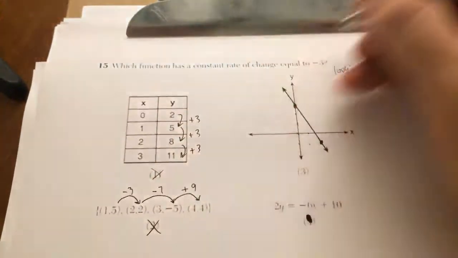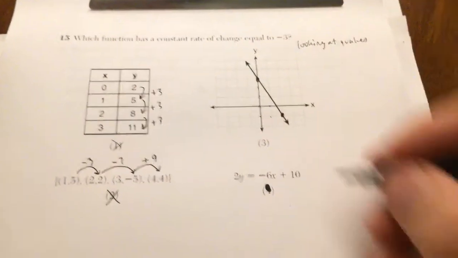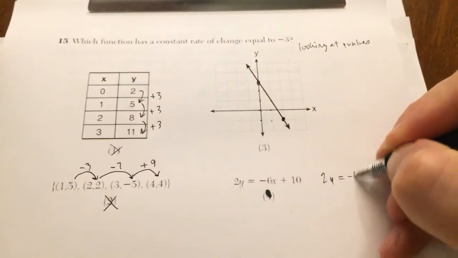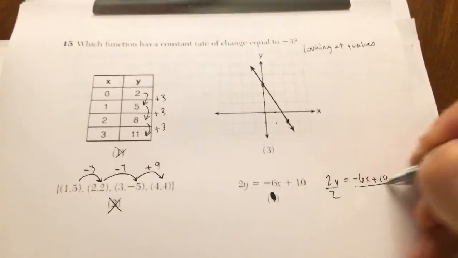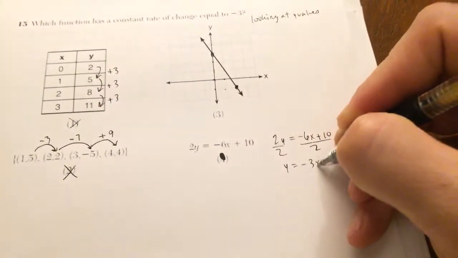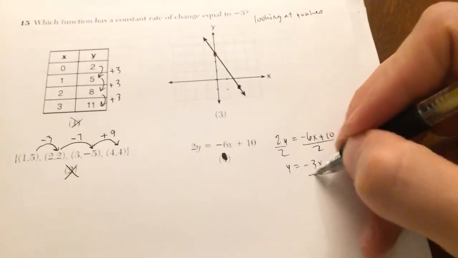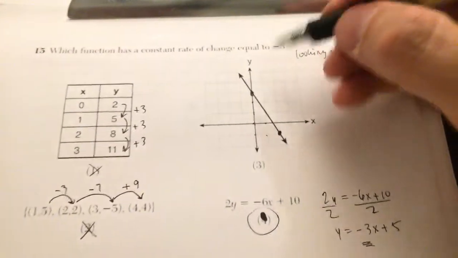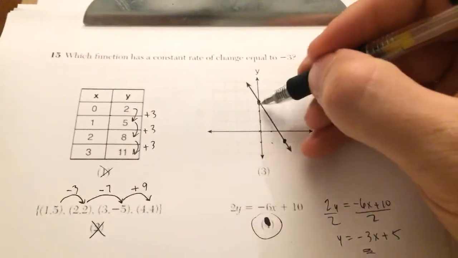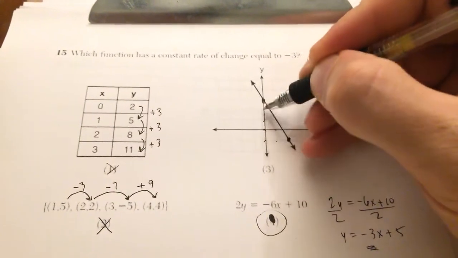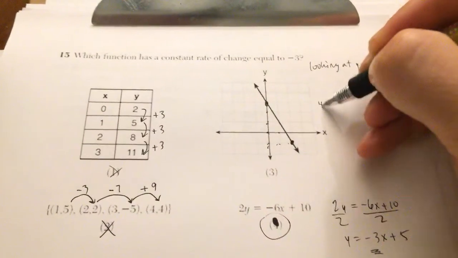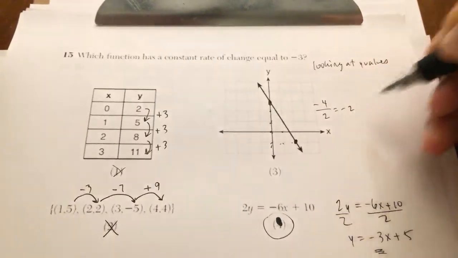Okay, it's not constant. Number 4, if you divide both sides by 2 to solve for y, you get -3x plus 5. And if you notice, the rate of change is -3. Now, the rate of change is going down 4 for number 3. I just want to show you going down 4, right 2. So this would have been -4 over 2 or -2.